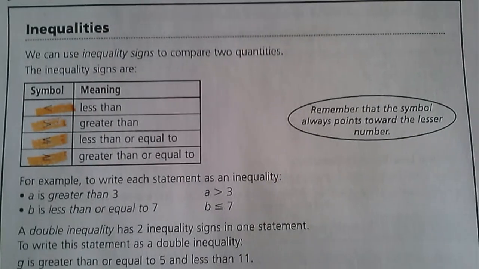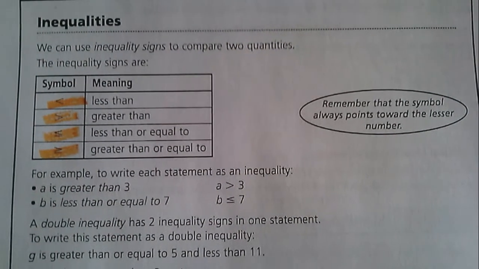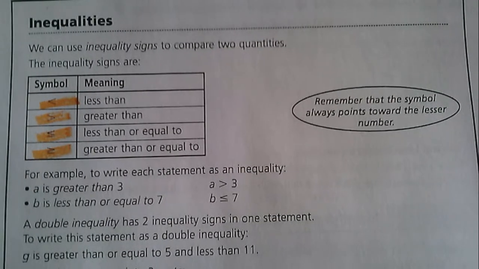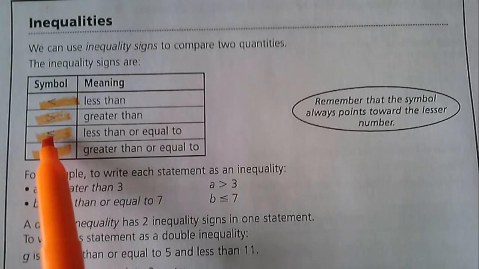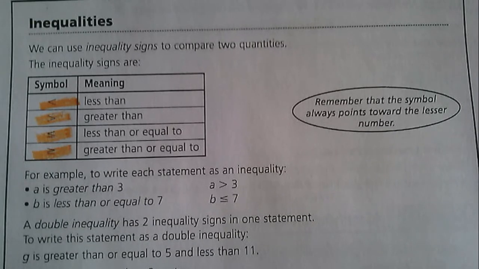The first one, you'll notice that it's facing away. That is a less than sign. The other one, you'll notice the bigger part of it is facing towards. That's the greater than. The next one is less than or equal to. The difference between that and the other less than is that there's a line underneath the inequality sign. And the last one is greater than or equal to. Again, there is the line underneath the inequality sign. So remember that the symbol always points towards the lesser number.